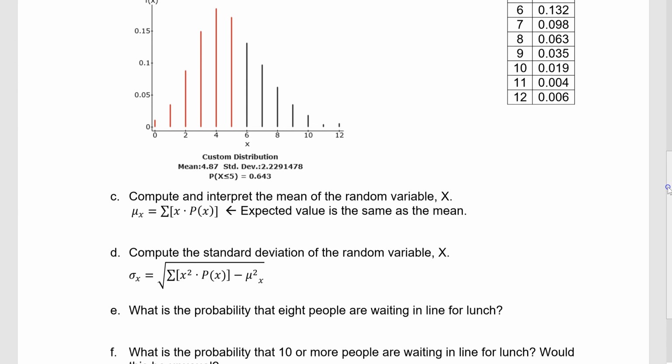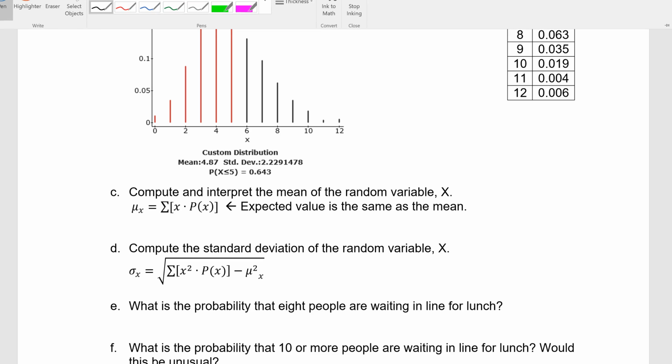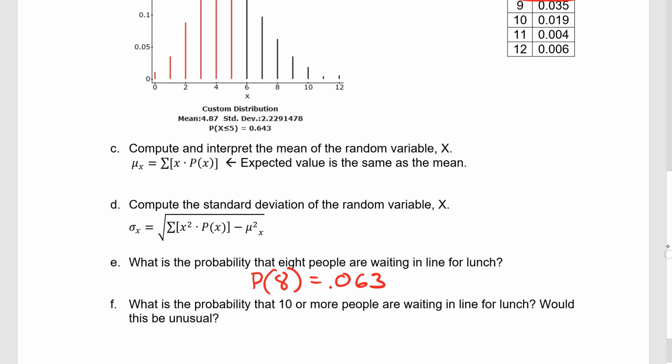The next question is, what is the probability that 8 people are waiting in line for lunch? I can find 8 people in line was about 0.063. So the probability that 8 people were in line for lunch would be 0.063. Last part of this question says, what is the probability that 10 or more people are waiting in line for lunch? 10 or more would be 10, 11, or 12.